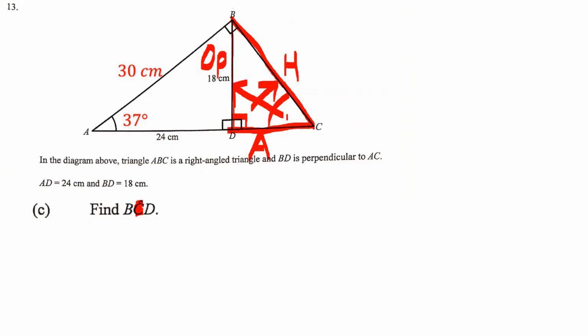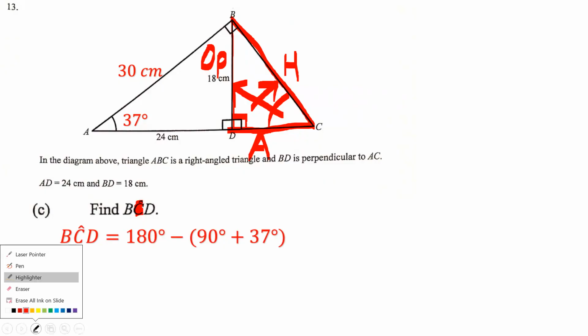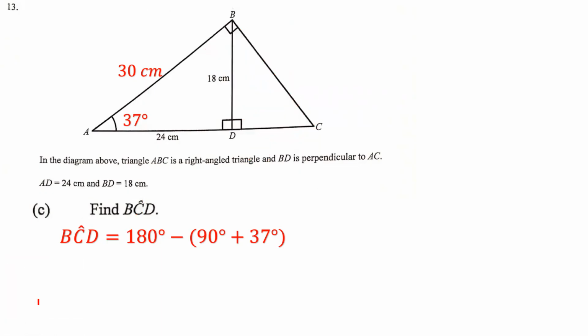What do we know? Well, we know the opposite. Do we know the adjacent? No, we don't know the adjacent. Do we know the hypotenuse? We don't know the hypotenuse. So how are we going to figure this out? Oh, this one is easy. We don't need to go through all that. What we need to do is, this is good. So here's the thing.